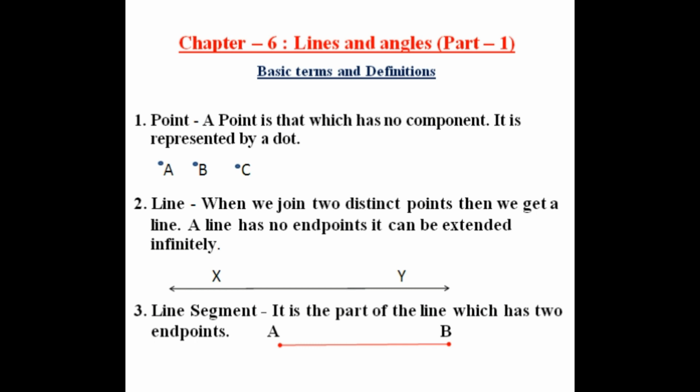Next come to line segment. It is the part of the line which has two endpoints. You see the diagram. A is the starting point, B the ending point. Keep just two points and then join them, and you will get a line segment. This is nothing but a part of the line. Here you should not give any arrow mark. If you give an arrow mark, then it will be a line. So you have to give only two endpoints and then join them. It has two endpoints. Remember.